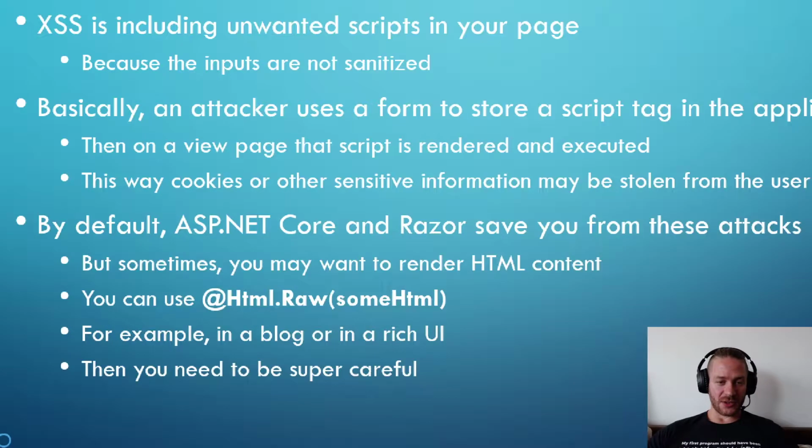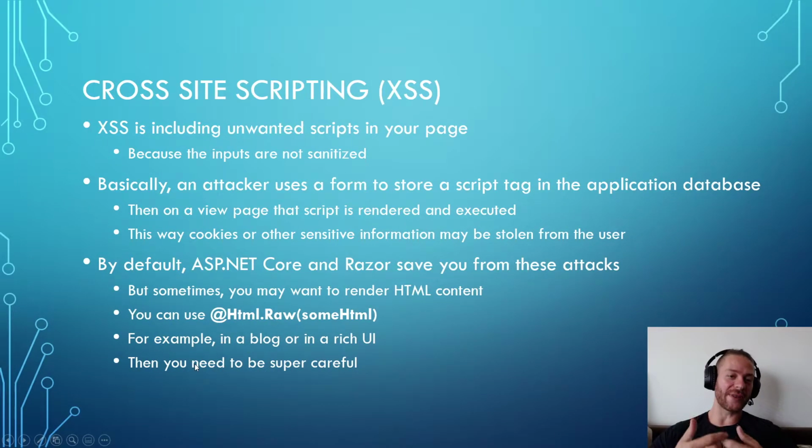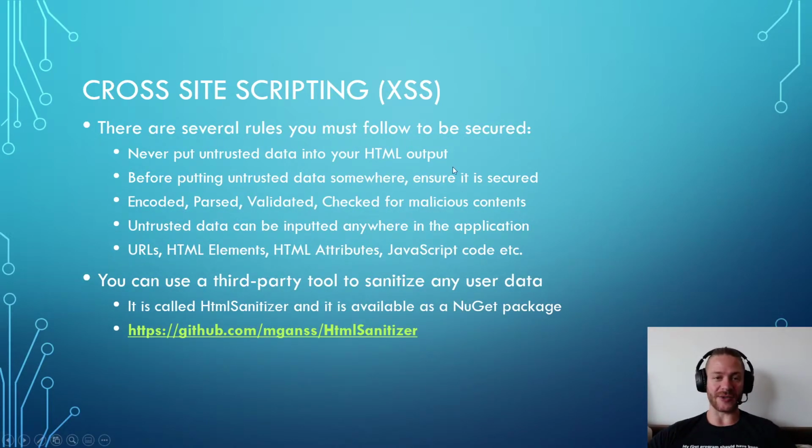In ASP.NET Core, you can render it by using @Html.Raw, some HTML, and that will render the HTML as it is. The problem is that if this HTML contains a script tag, the browser will execute it. So we need to save ourselves. So what kind of rules do we need to follow to be secure?